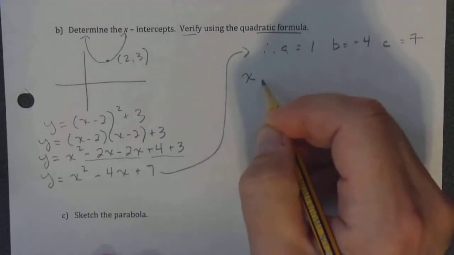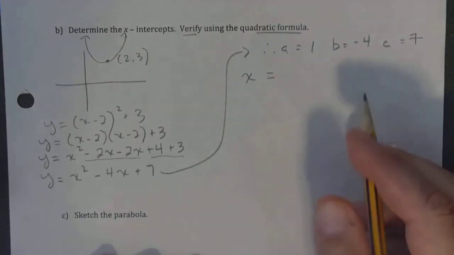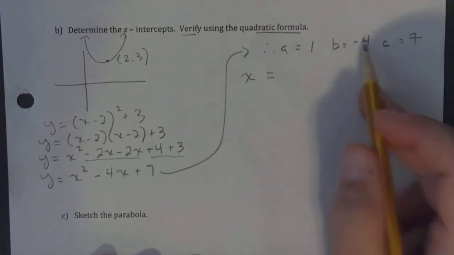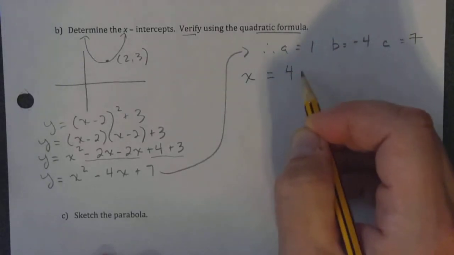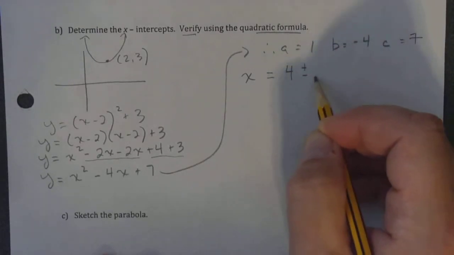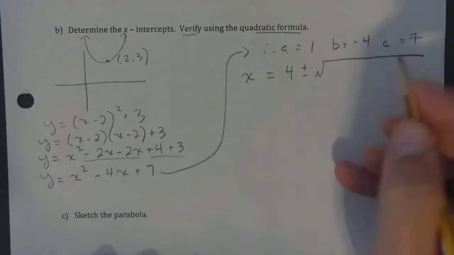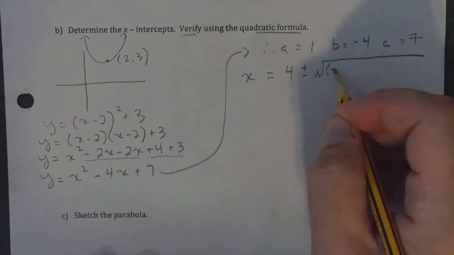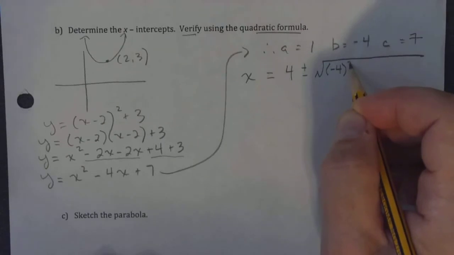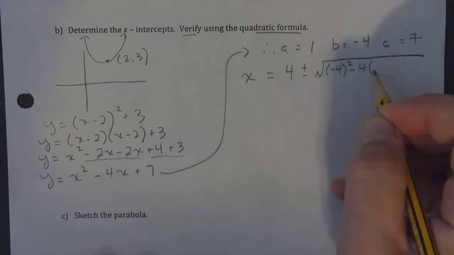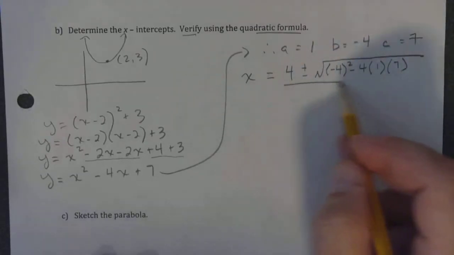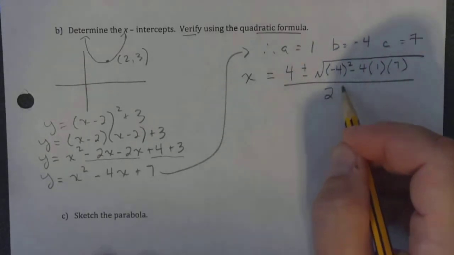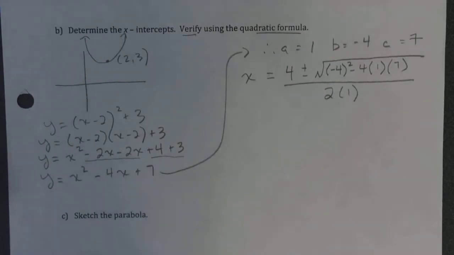Our quad formula, I'm going to save it from writing it down. You know what the quad formula is. So minus b, be careful of your double negatives. So minus a negative 4 ends up being 4. Drop the plus or minus. Big square root sign. B, negative 4. Drop the squared. Minus 4. A is 1. C is 7. All over 2 times A, which is 2 times 1.